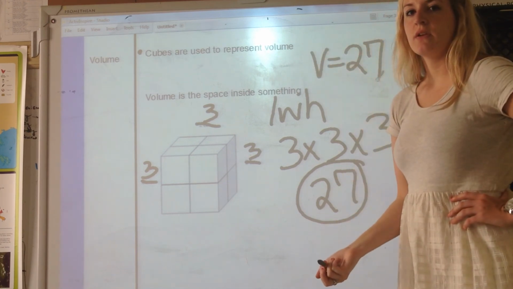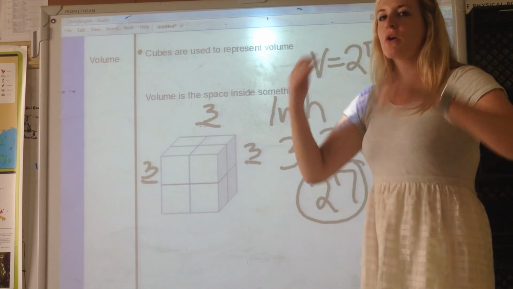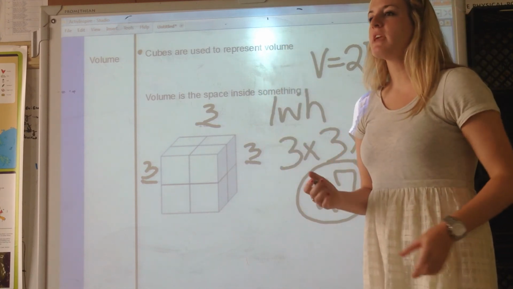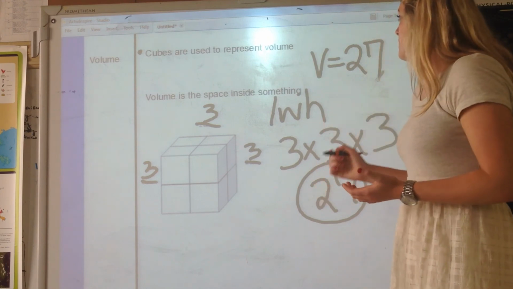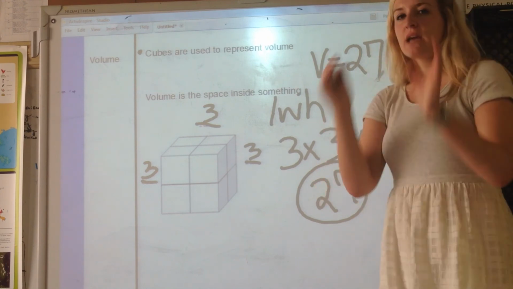So again, when I'm thinking about cube roots or volume, I'm thinking about something multiplied by itself 3 different times. All right, that's it for me talking. It's time for you guys to practice.